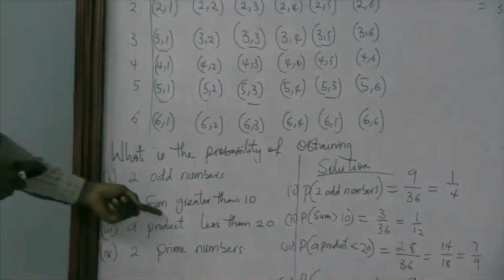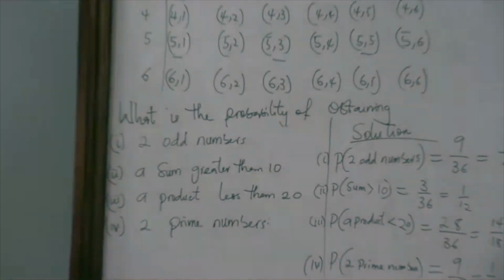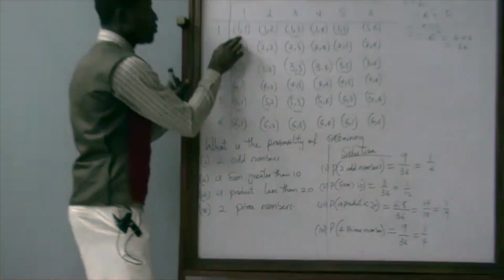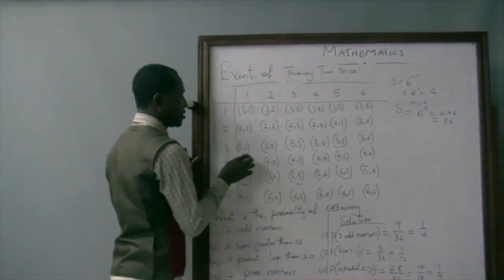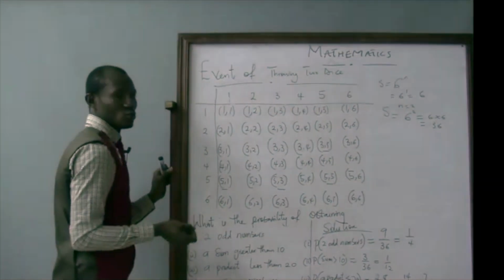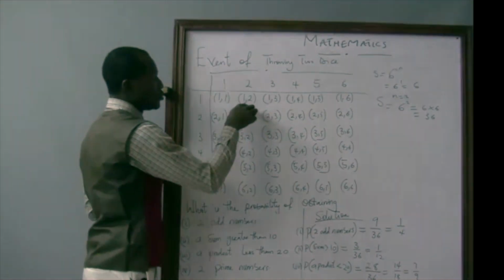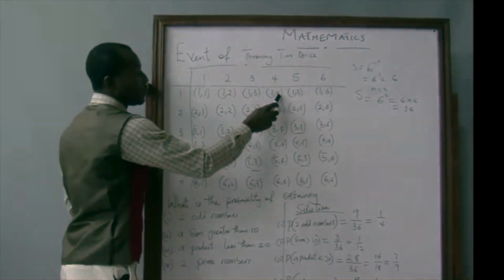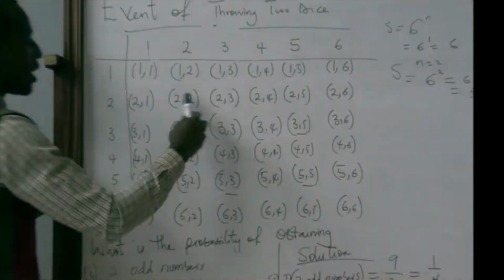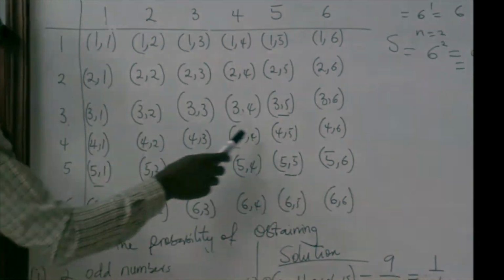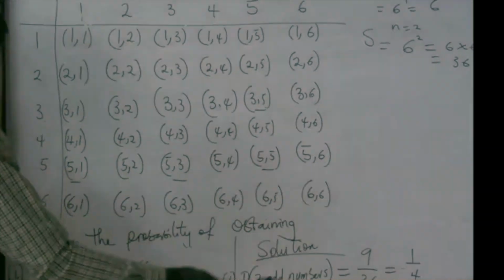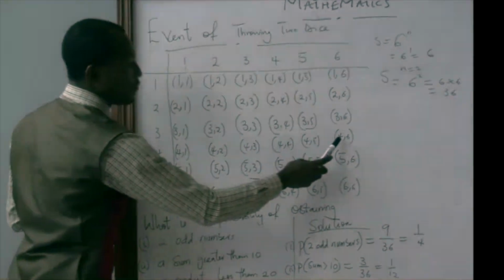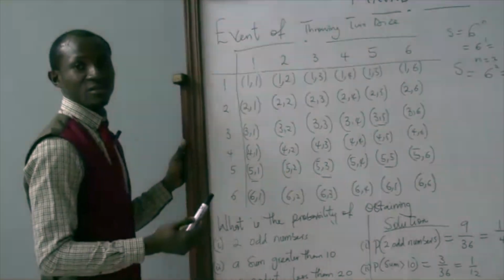The next question, a sum greater than 10. What's the probability of obtaining a sum greater than 10? So what do we do? Just go back and start adding them together. 1 plus 1 is 2, so it's not greater than 10. 1 plus 2 is 3, 1 plus 3 is 4, 1 plus 4, 5, 1 plus 5, 6, 1 plus 6. If you look at it that way, you realize that even up to 4 plus 5 is still 9, and we are looking for a sum greater than 10. 3 plus 6 is 9, 4 plus 6 is 10, not greater than 10, so it's still 10.